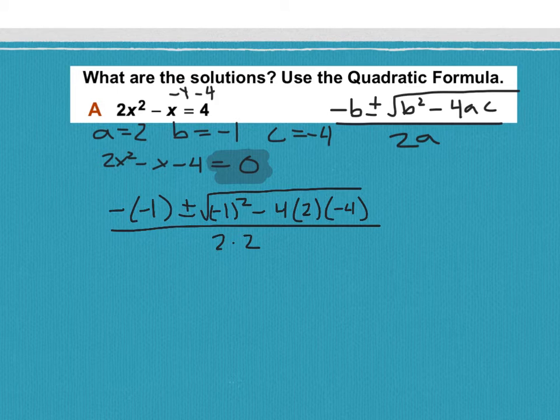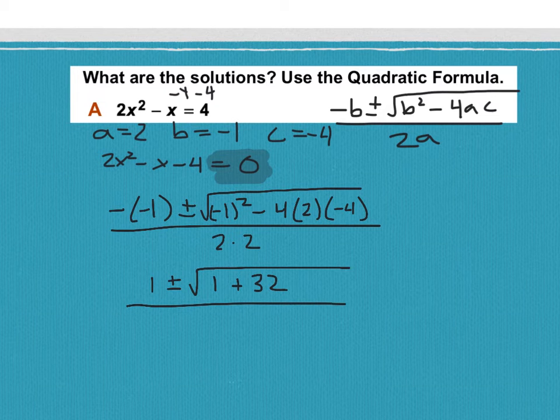Okay, so now we simplify. So a negative negative 1 becomes just a positive 1. Plus or minus the square root. What's negative 1 squared? 1 minus, what's 4 times 2 times negative 4? Negative 32. So the minus sign becomes a plus, and we have 32.